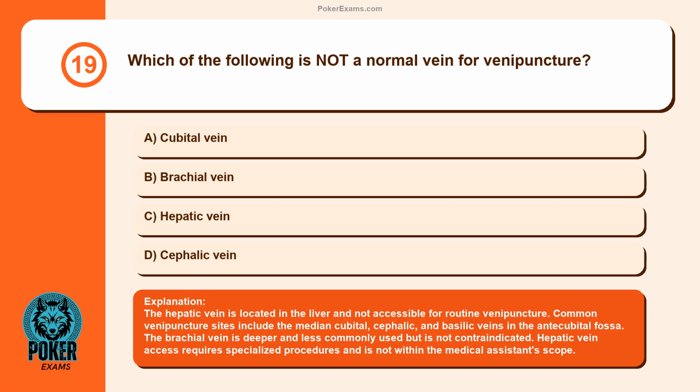The hepatic vein is located in the liver and not accessible for routine venipuncture. Common venipuncture sites include the median cubital, cephalic, and basilic veins in the antecubital fossa. The brachial vein is deeper and less commonly used but is not contraindicated. Hepatic vein access requires specialized procedures and is not within the medical assistance scope.